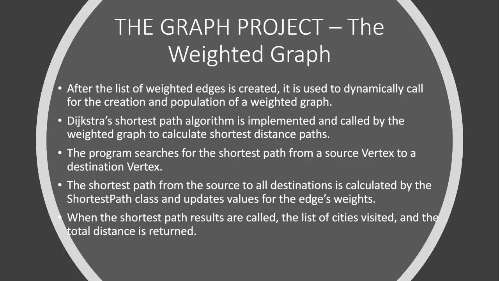The weighted graph. After the list of weighted edges is created, it is used to dynamically call for the creation and population of a weighted graph. Dijkstra's shortest path algorithm is implemented and called by the weighted graph to calculate shortest distance paths. The program searches for the shortest path from a source vertex to a destination vertex. The shortest path from the source to all destinations is calculated by the shortest path class and updates values for the edge's weights. When the shortest path results are called, the list of cities visited and the total distance is returned.